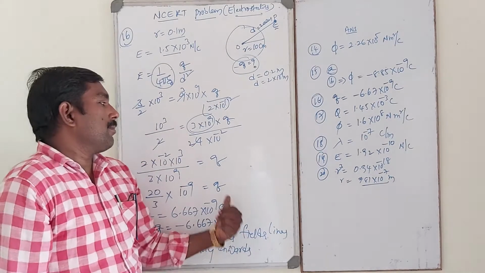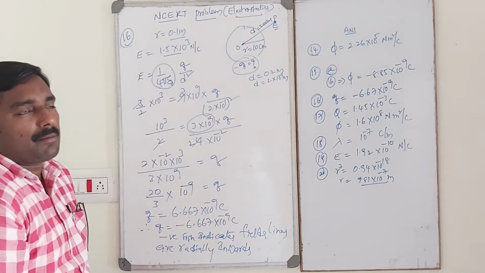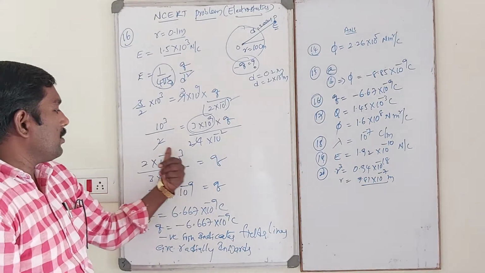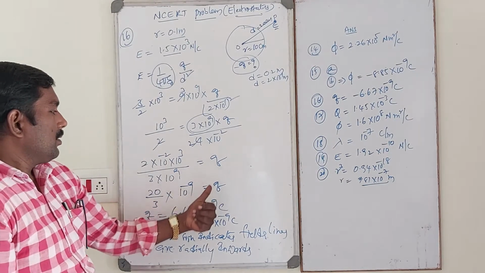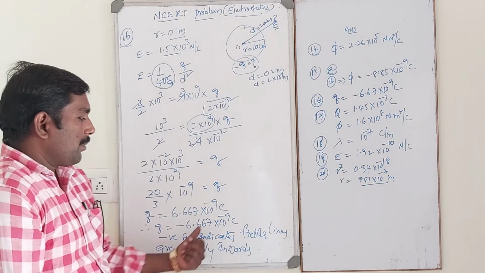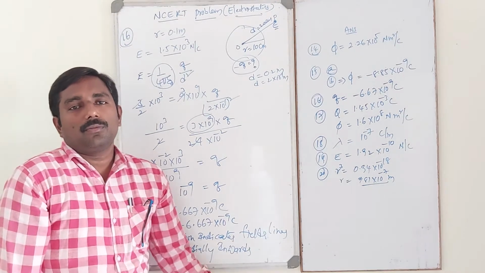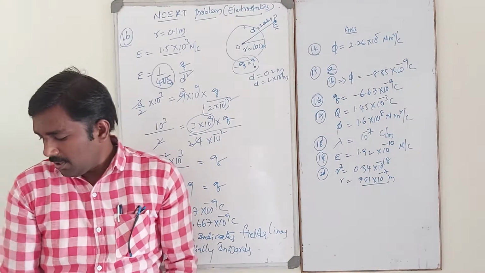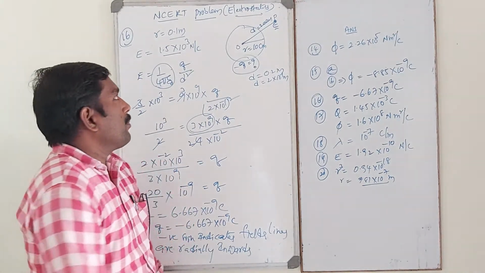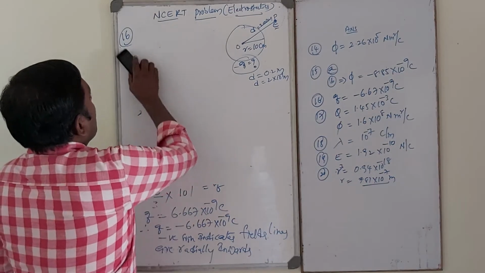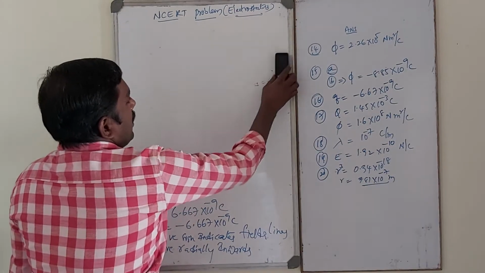Okay, this is the problem number 16. Or directly use a calculator to solve it. So Q equal to the direct value 6.667 into 10 power minus 9 coulomb or nano coulomb, whatever. Okay students, this is the problem number 16. Next, problem number 17.